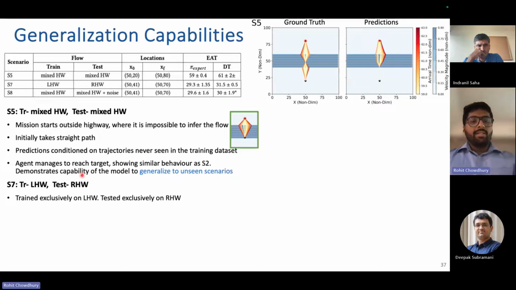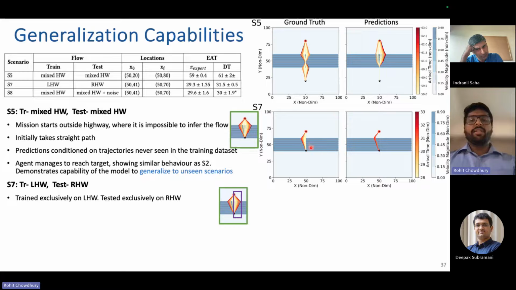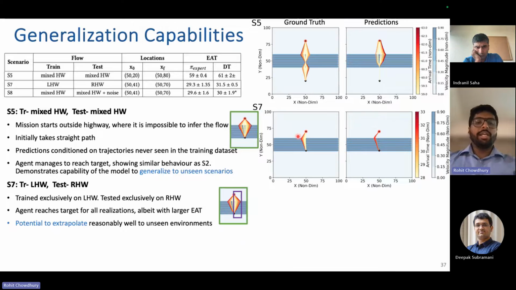Then in the next case, what we've done is exclusively trained on left highway settings and tested on right highway settings. That is to say that we've trained on trajectories that go right first and then reach the target, but then tested them on trajectories that should actually go left first. And the result that we get is that, of course, we are not acting optimally at all, but that's reasonable because it was never trained on such data. But in spite of that, all of the trajectories are reaching the target, which hints at a good potential for the model to extrapolate reasonably well to these unseen scenarios too.